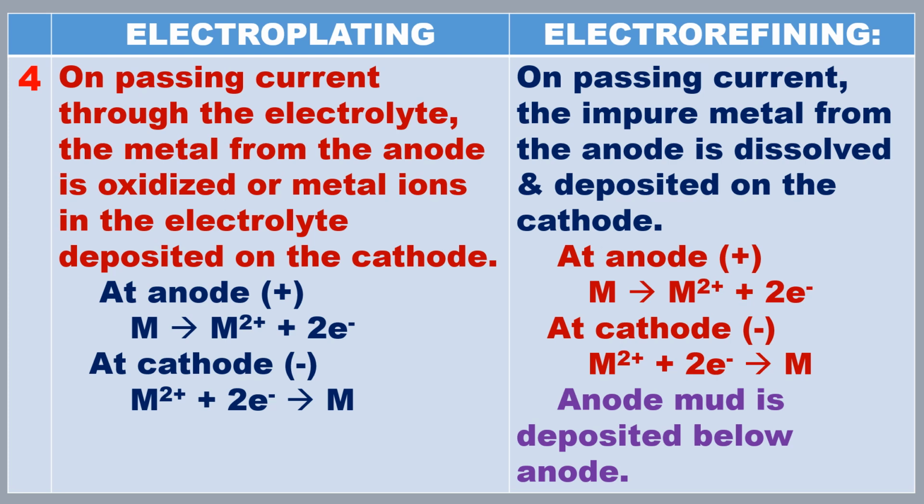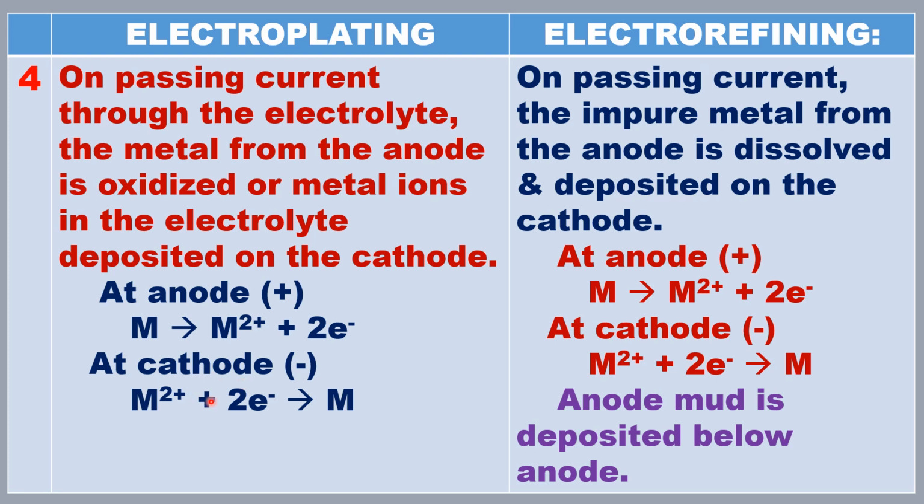Okay, now let us see the electrode reactions. In electroplating, on passing electric current through the electrolytic cell, the metal from the anode is oxidized, and metal ions present in the electrolyte are deposited on the cathode, on the material to be coated. At the anode, oxidation takes place, so the metal is oxidized, and at the cathode the metal ion is reduced, okay, to give electroplating.